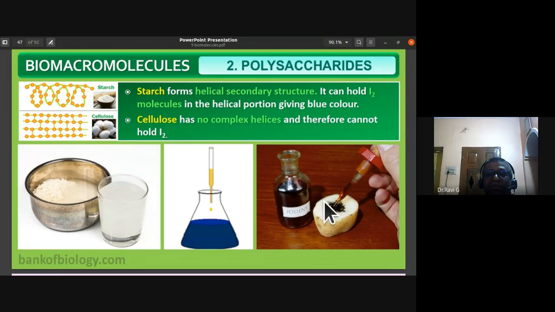So starch reacts with iodine and changes to a blue color. That does not happen in other compounds. One of the identifying tests of starch is the iodine test, wherein we obtain a blue color whenever iodine is added to starch.